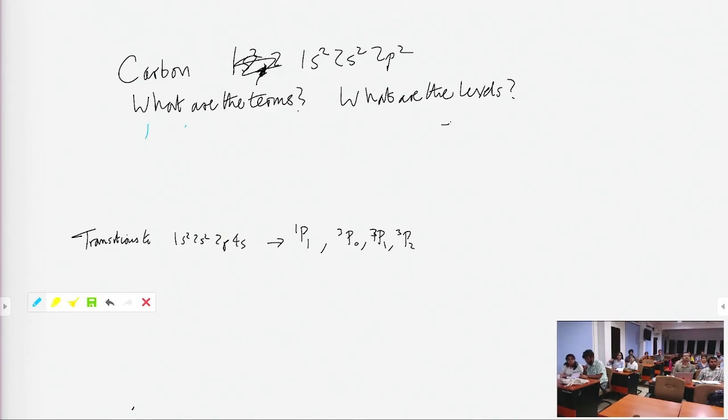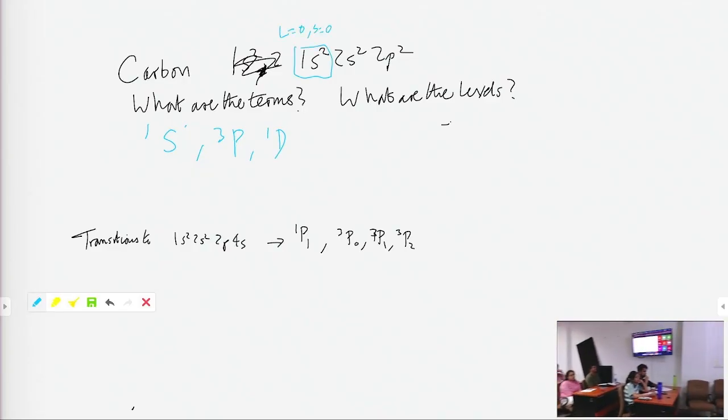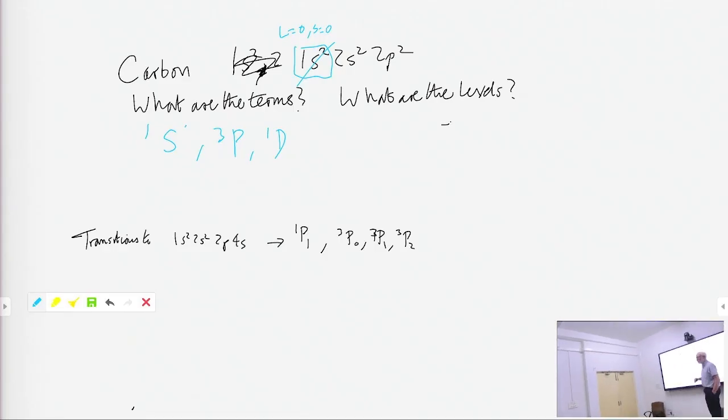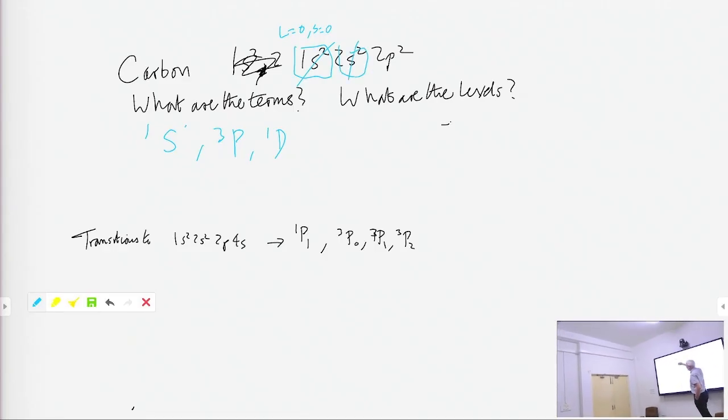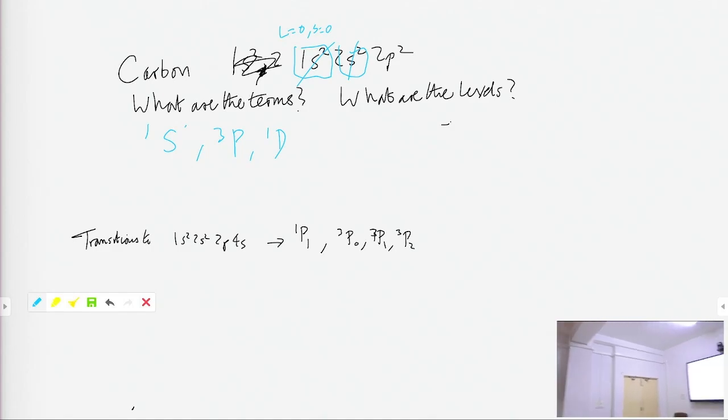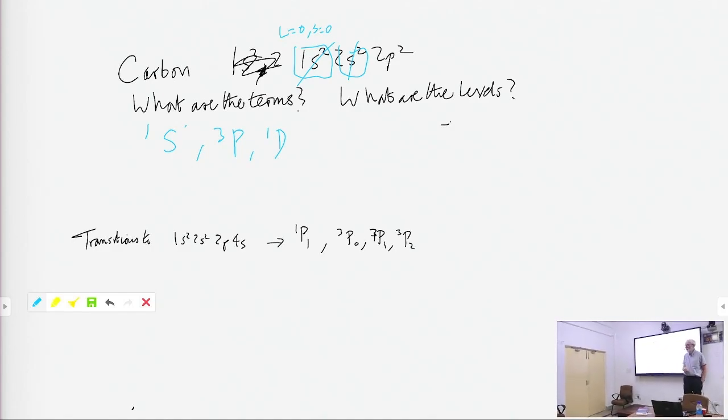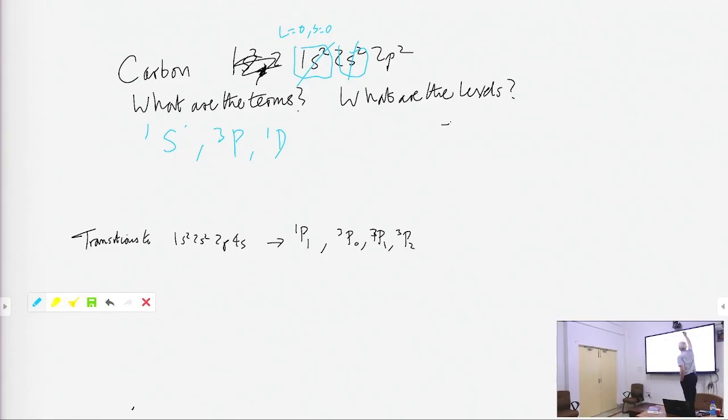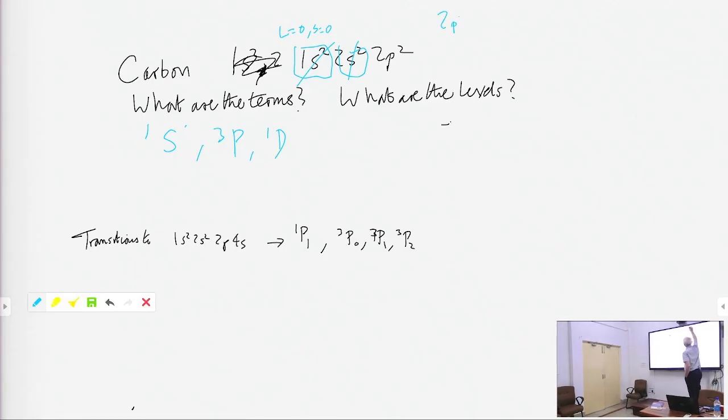No, that's a level. 1s, 3 triplet P, and singlet D. Okay. So those are the terms you're allowed. Now, just a couple of notes on how you do it. That has L equals 0, S equals 0, so you can just ignore it. That is the same. So you just need to consider the 2p squared configuration. And if you had 2p, 3p, you'd have S equals 0, 1, L equals 0, 1, 2.